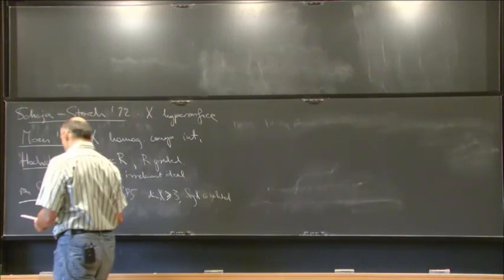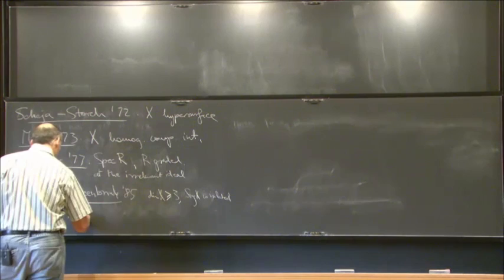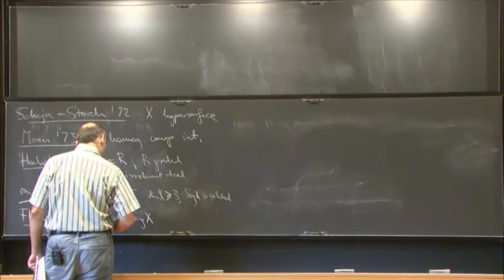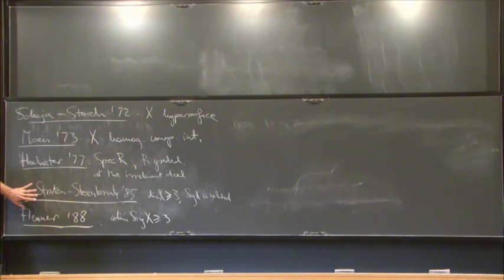Okay, and then Flenner in '88 proved essentially something that follows from this. So it is when the codimension of the singular set is at least 3. Now, what they did was actually a little bit more, and I'll explain that.